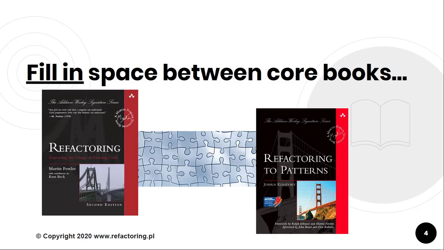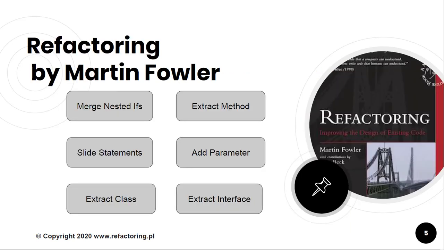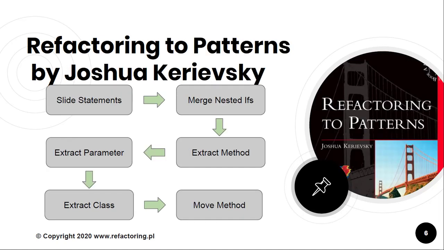There are two main core books about refactoring, and although they cover a lot of stuff related to cleaning code, there is still a lot more that can be derived from their content. The first book by Martin Fowler provides detailed descriptions of building blocks for refactoring techniques. These are transformations like join nested conditions, extract method, extract class, extract interface, slide statements, and much more. The second book joins these building blocks into stories.